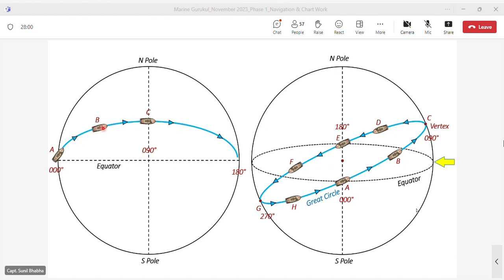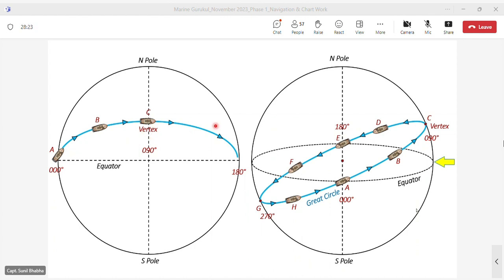From Bravo, the vessel moved on the great circle track up to point Charlie, which was the vertex at 090 meridian. This is where the vessel, or the great circle track, reaches its vertex.